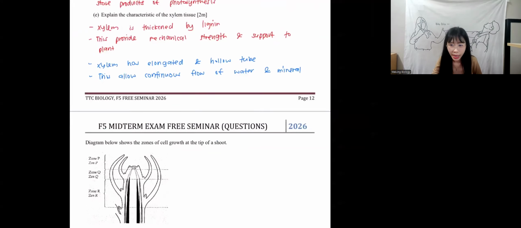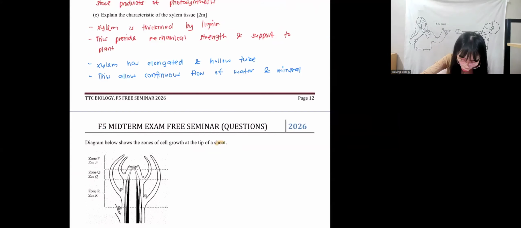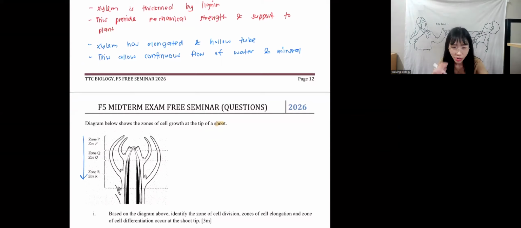Can go up a bit. Okay. Of course, if we look downward, because this is a shoot, we will look downwards, okay? PQR. After class, you can ask me if you have any question, PQR.